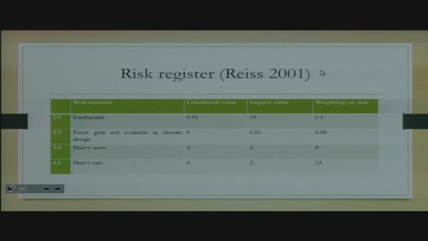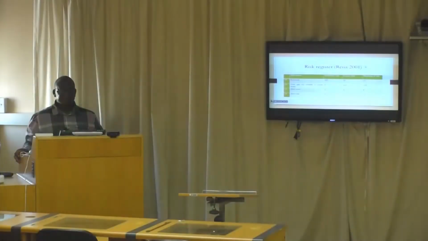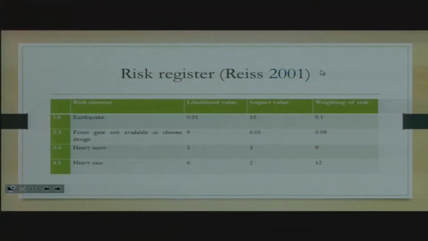And what could be the impact? If it does happen in South Africa, what could be the impact? Based on our experiences, we can put these values here. In South Africa, we had some earthquakes in the past. Well, the impact was not that huge. So we can maybe put a 4, a 5 or so. And then when you multiply your likelihood value with your impact value, you get the weight of the risk. Then you have that value on that other side.